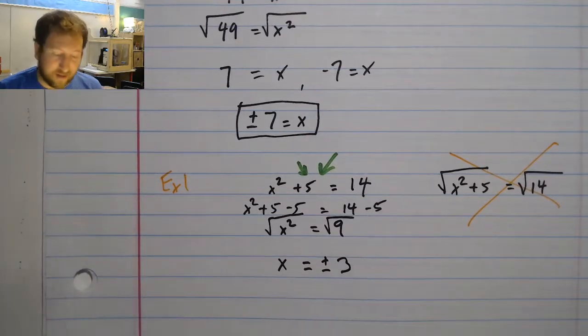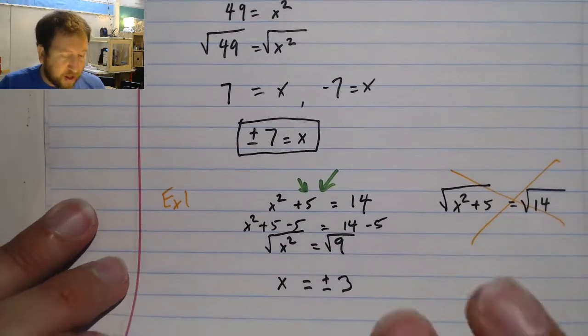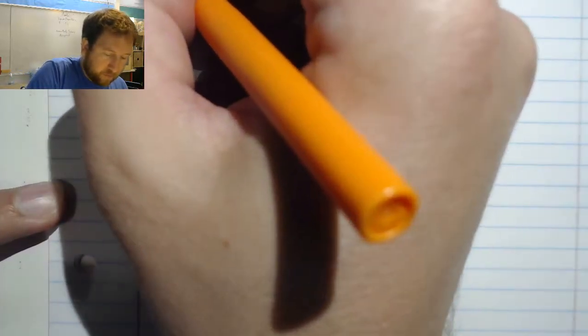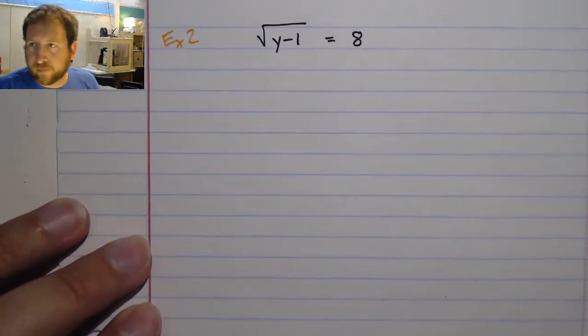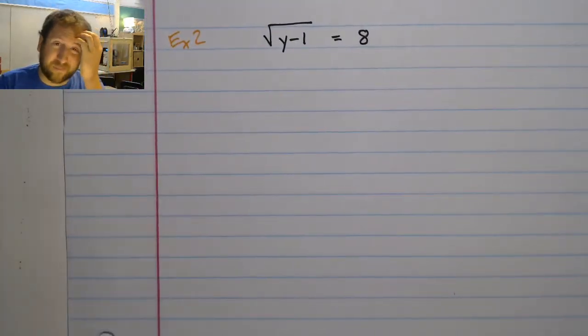Because I can use positive or negative 3 to satisfy my original equation. And that is key. One last one that they're going to ask you, and it looks like this. And it has an entirely different way to solve. Example 2. This one looks like this. Square root of y minus 1 equals 8. Oops. All right.